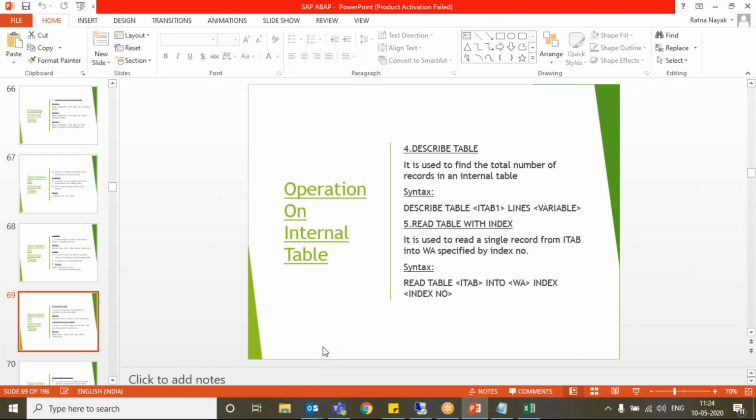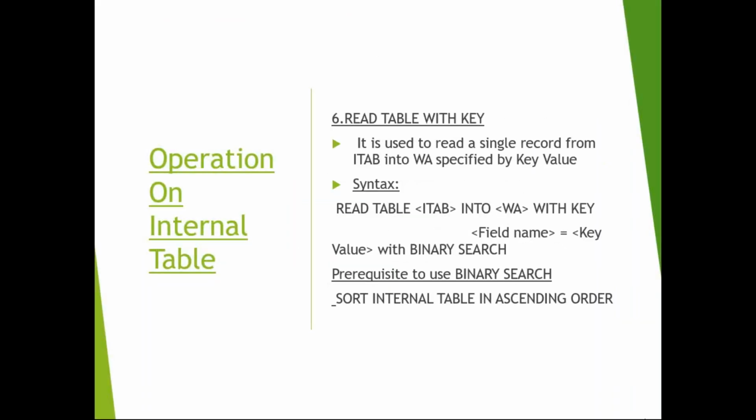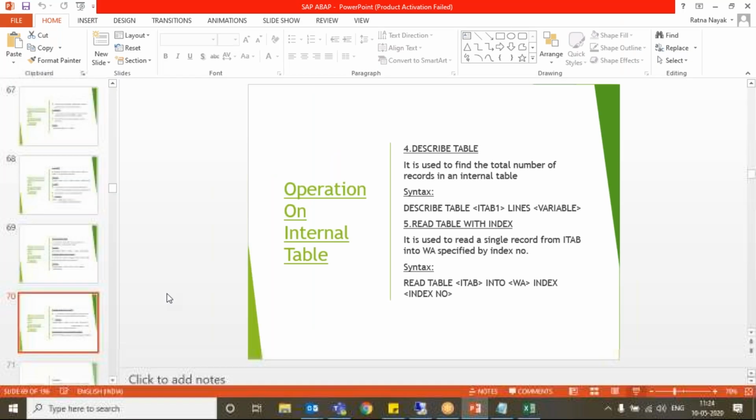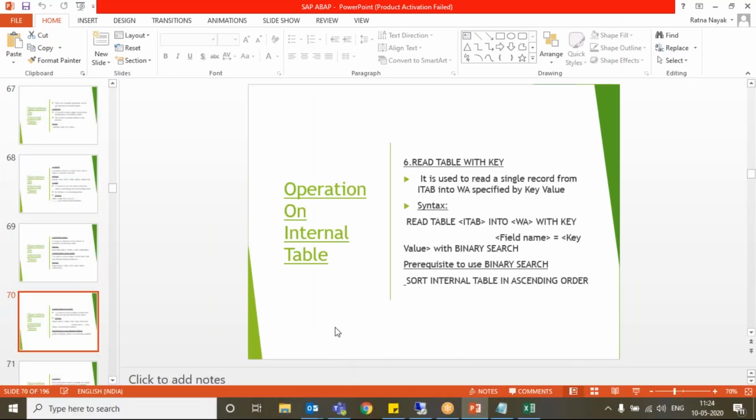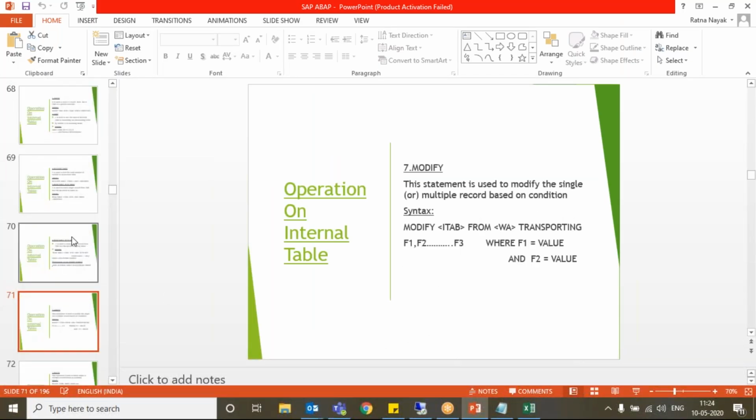Now next thing is you have a read table. Always remember that for read table, you have 2 kinds of things. You have a read table with index. Okay, that means you can read with a specific location, or you can have a with key also. You can read a content with key. Okay. And what is the prerequisite for a read table? You always have to sort the internal table in ascending order. While using a read table, you have to use a binary search always.